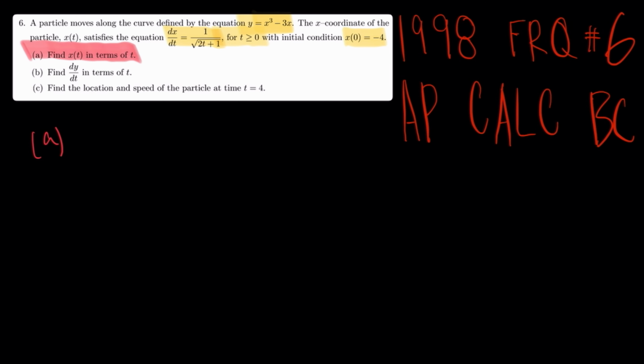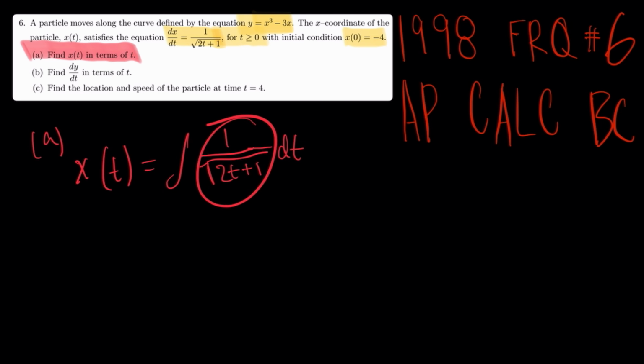To do this, we are going to have to take the integral of dx/dt, and then use our initial condition to find c after we have integrated, and then that will be x of t. x of t equals the integral of 1 over the square root of 2t plus 1 dt, where this is dx/dt.